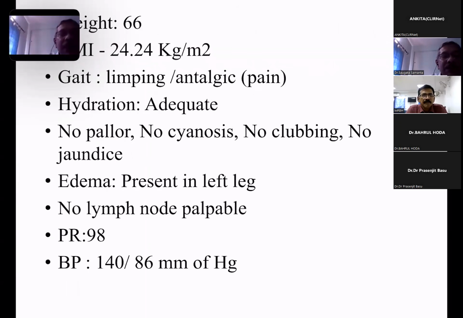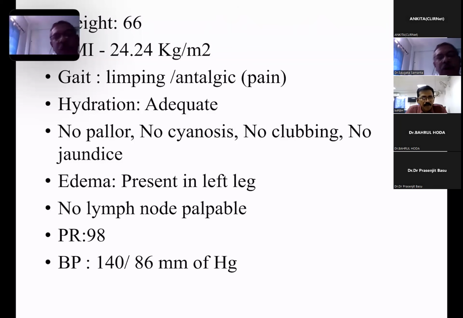So what you have done is you have calculated the BMI, which is fantastic. You must calculate the BMI. Now, your gait, hydration, the cyanosis, these things are okay. This lymph node is not palpable. You mean this is cervical lymph node, isn't it? Yes, so this has to be mentioned.